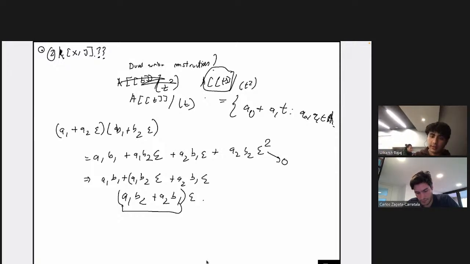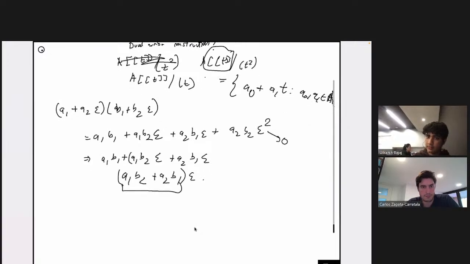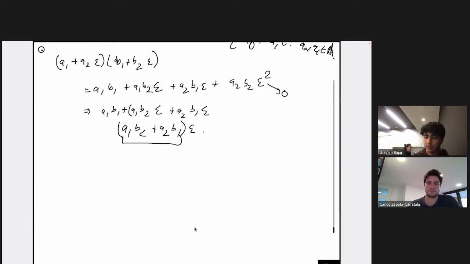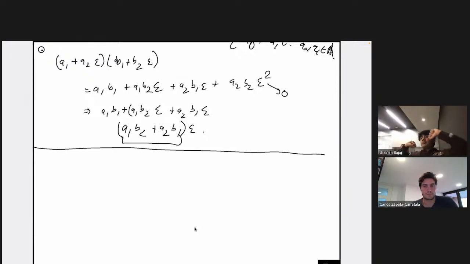So here's the thing that I did. It's gonna sound a little complicated, but hopefully we can brainstorm something. I think that's the best way to explain this. So we get a derivation. In a very rough sense, we get a derivation by setting epsilon squared to zero.